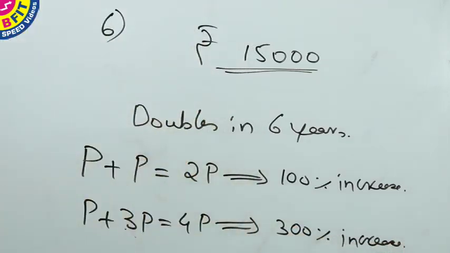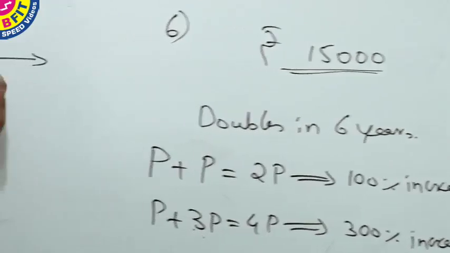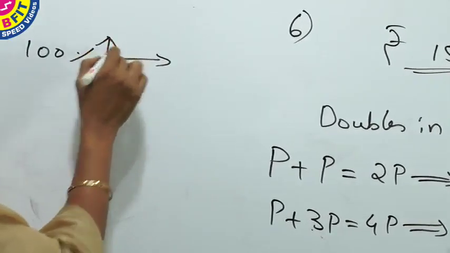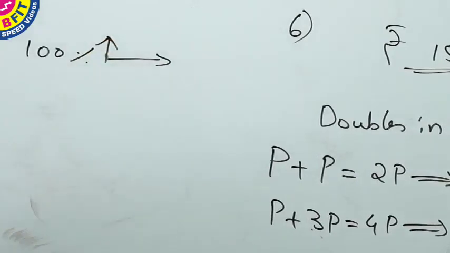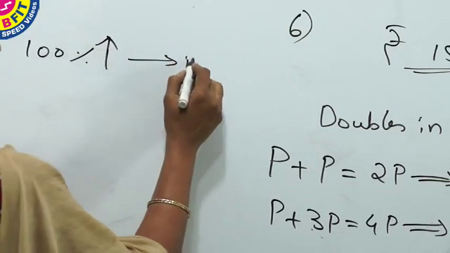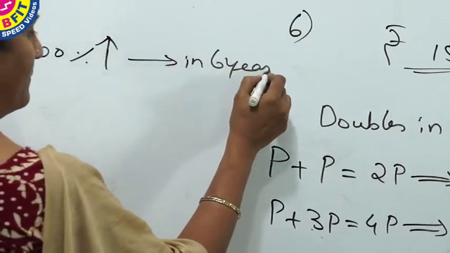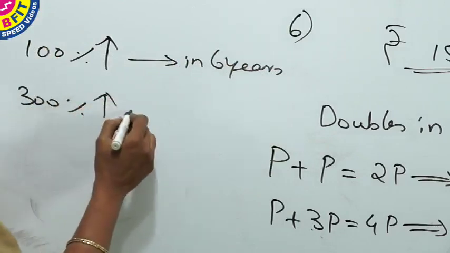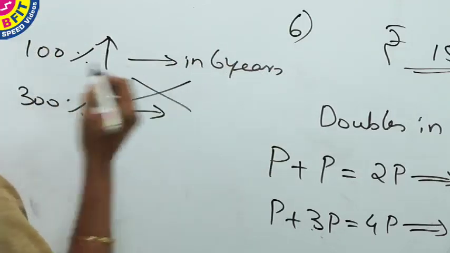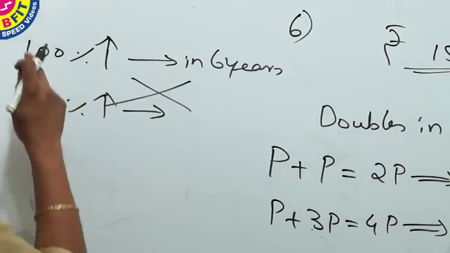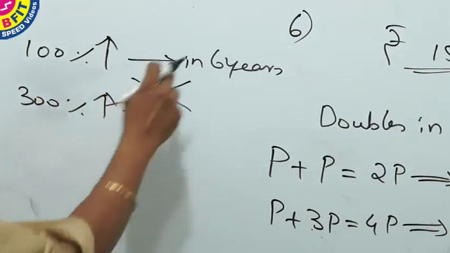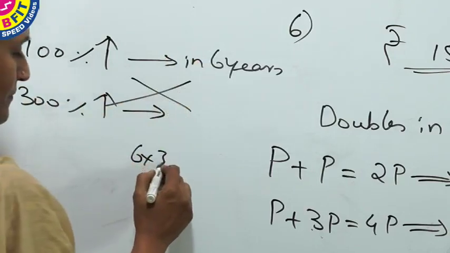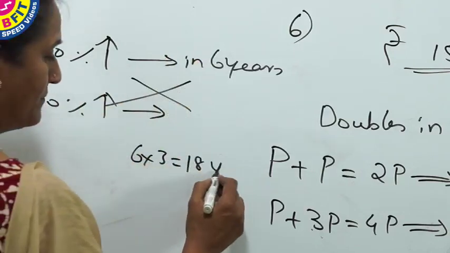So now using this data, 100% increase is got in 6 years, and to get 300% increase, cross multiply this. So 100 into 3 is 300, so 6 into 3, 18 years.